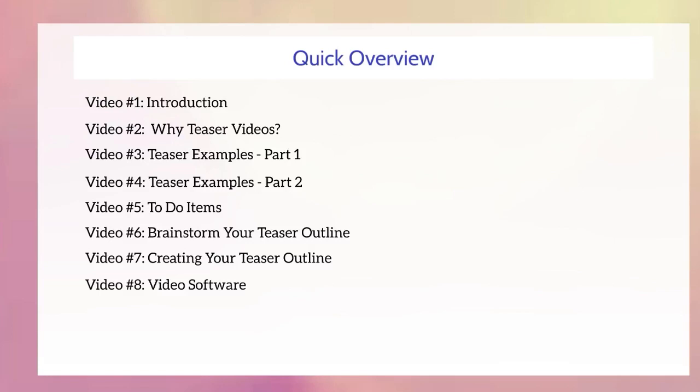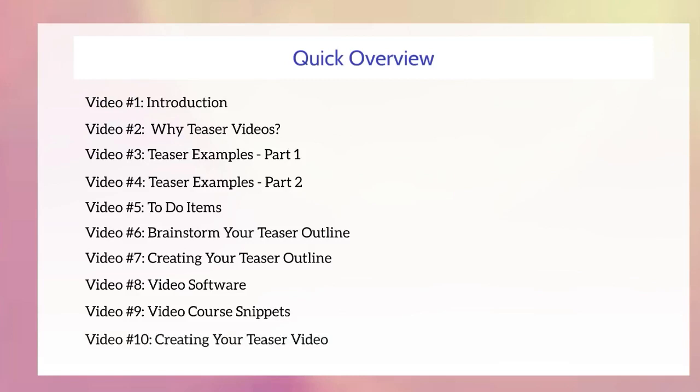So in video number 8, we're going to talk about video software that you can use. We'll talk about free software, and we'll talk about software that costs money but is well worth it. And of course, video number 9 is video course snippets. Essentially, we are going to look at the video course as a whole and take snippets of the highlights that we can put in our teaser video. And of course, video number 10 is, last but not least, the creating of your teaser video.